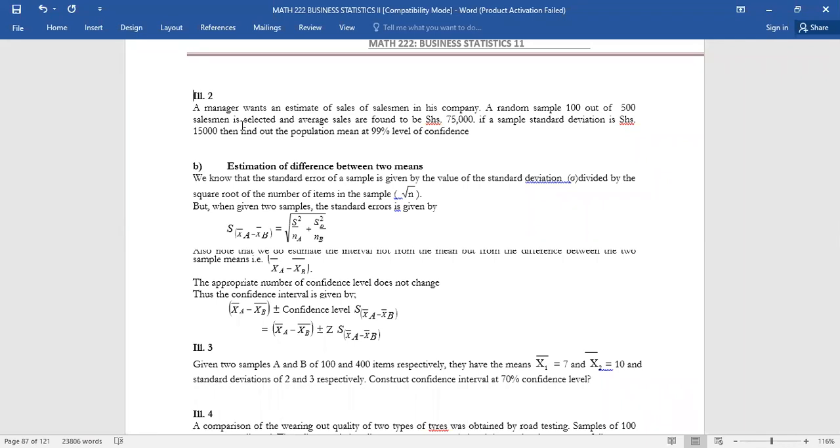So we can get the standard error. Our standard deviation is 15,000, over the square root of 100, which is 1,500. Now we multiply by our factor.